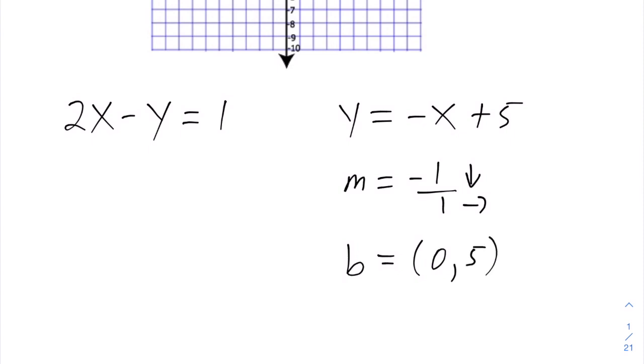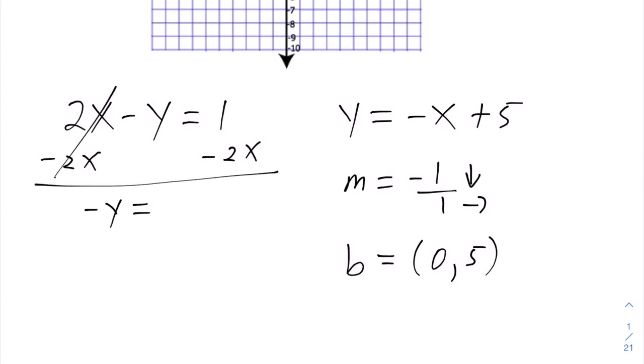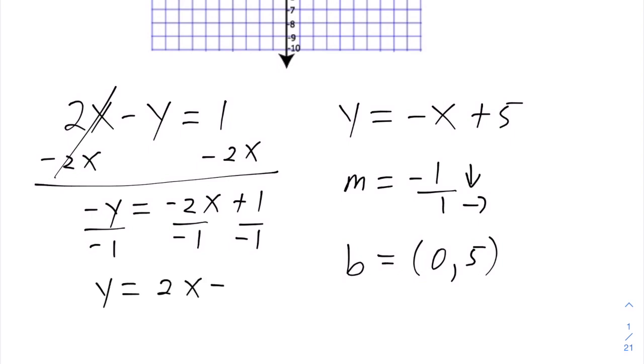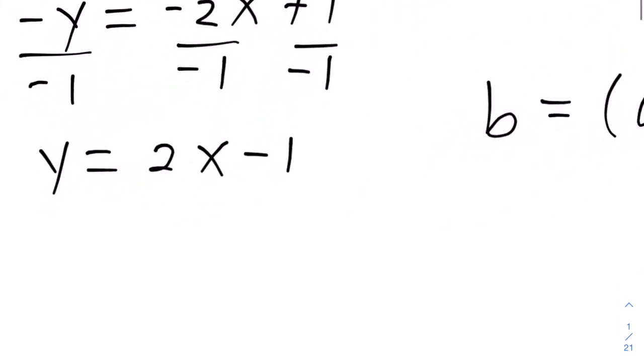For the first one, it is not in slope-intercept form, so I need to put it in that form. So I'm going to subtract 2x from both sides. Here's my zero pair. I now have negative y equals negative 2x plus 1. I don't want negative y. I actually want just y, or 1y. So I'm going to divide everything by negative 1. I now get y equals 2x minus 1, which now lets me find the slope of 2.